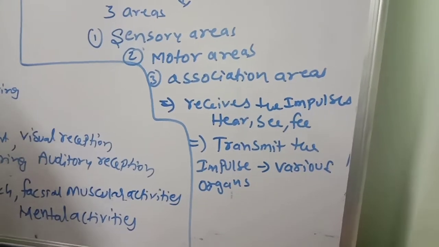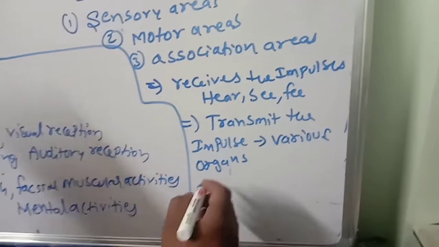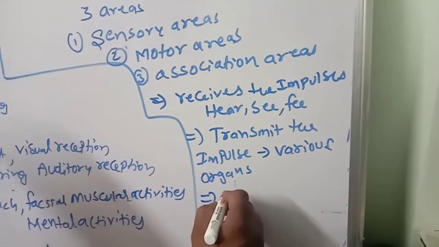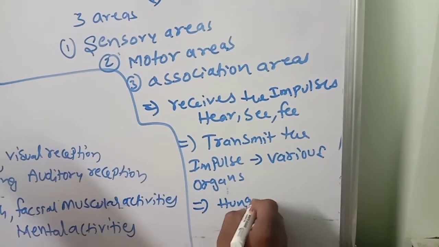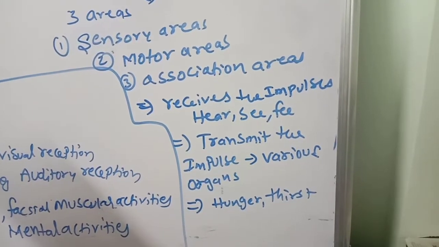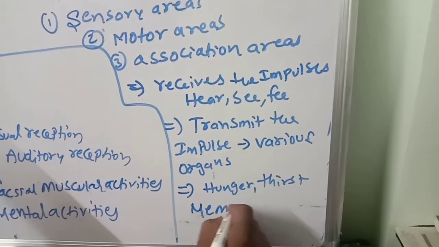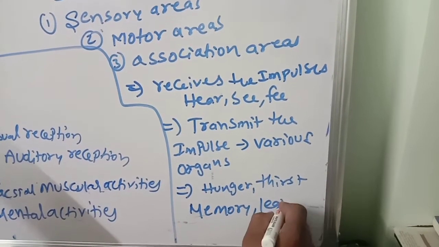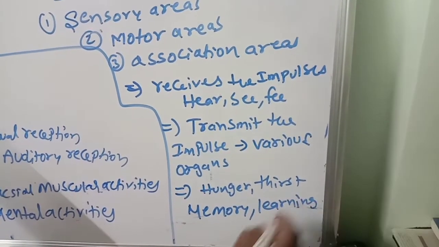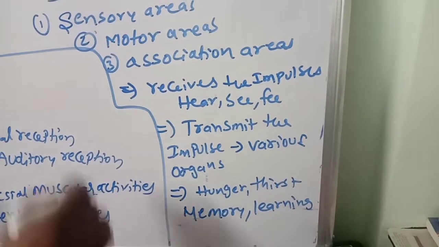The association areas are helpful for activities like hunger and thirst, and memory and learning. These all are under control of the association areas. These points you should remember once again.